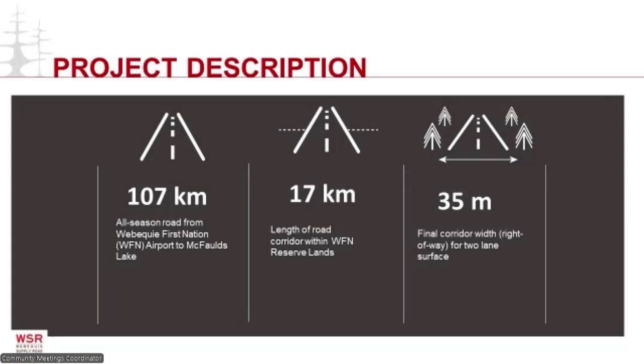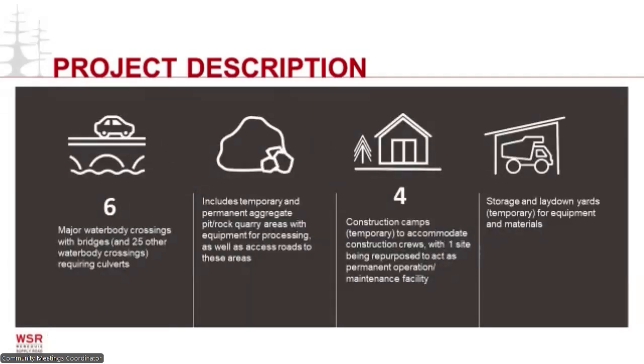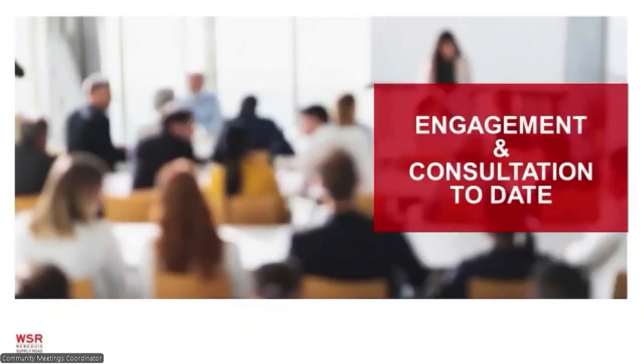The planned road will be 107 kilometers long, with 17 kilometers on the Webakwe First Nation reserve lands. The corridor planning area is 2 kilometers wide, but the actual cleared area will be 35 meters wide. The road will make 6 major water crossings and will include temporary pits and quarries, equipment storage areas, and 4 construction camps. Now let's talk about the communication we have had with Indigenous communities.